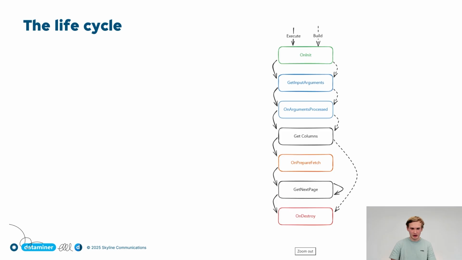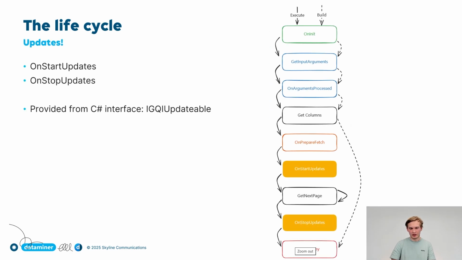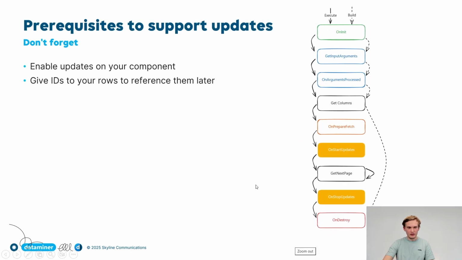So real-time updates provides us with a solution for that. Looking back at the life cycle, it will provide us with two more blocks, being the on-start updates and the on-stop updates, once again coming from a single interface. As a bit of a side note, but I will show this also as part of the demonstration, you need to enable updates on a component in the visualization. By default, dashboards and low-code apps will not fetch updates. It is a setting that you have to enable. And you also have to provide IDs to your rows, but I will show both of them as part of the demonstration.